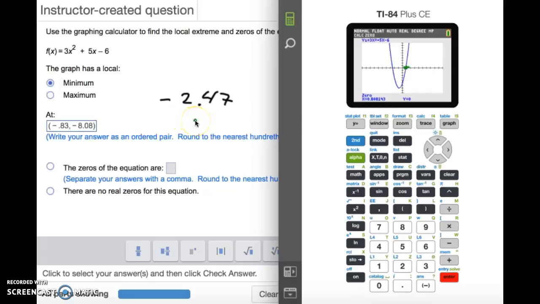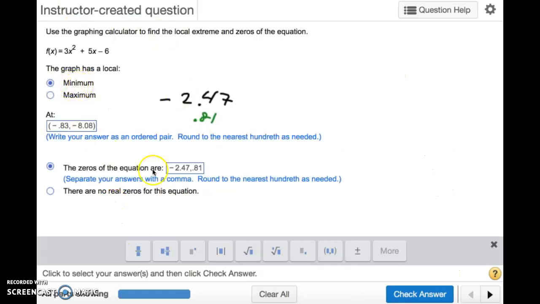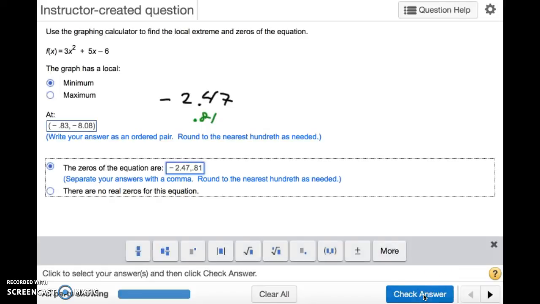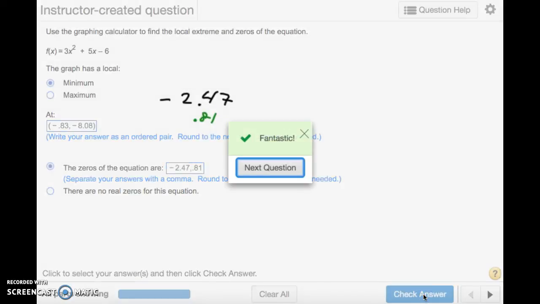All right, so I need to enter those, separating them with a comma. And now that I have all of the information entered, I am ready to check my answer. And I have it correct. We will look at one more example.